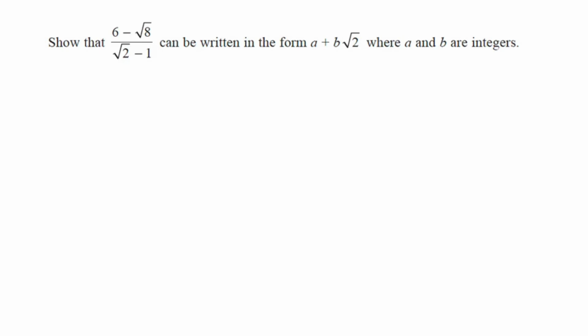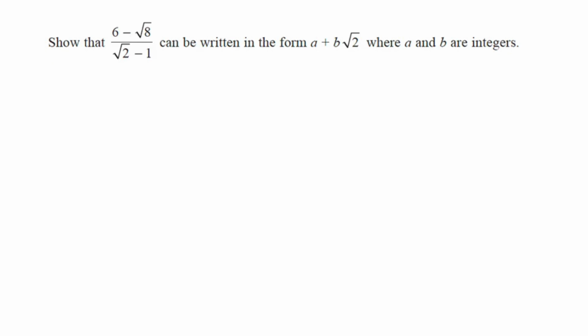We're going to be talking through this question here. So we've got: show that (6 minus root 8) divided by (root 2 minus 1) can be written in the form a plus b root 2, where a and b are integers. So what this means is that we need to basically rationalise the denominator.